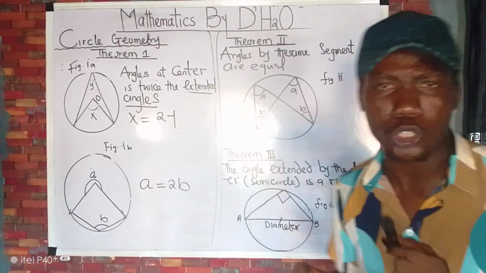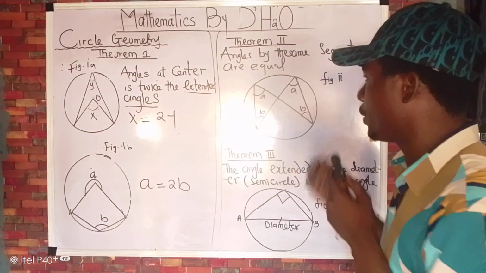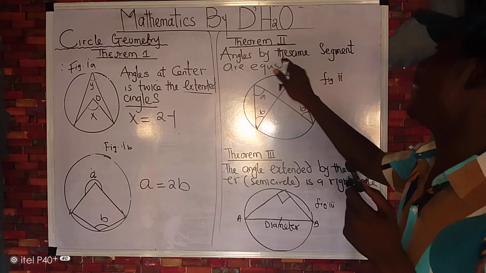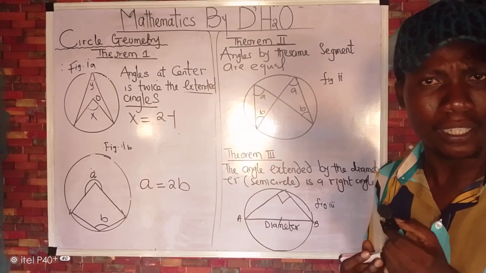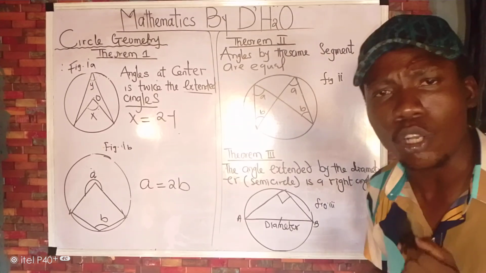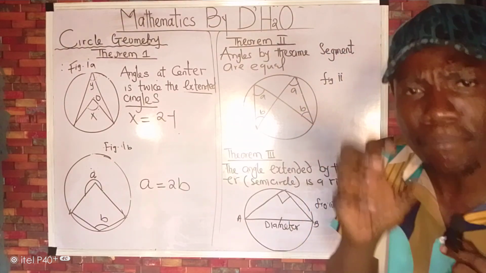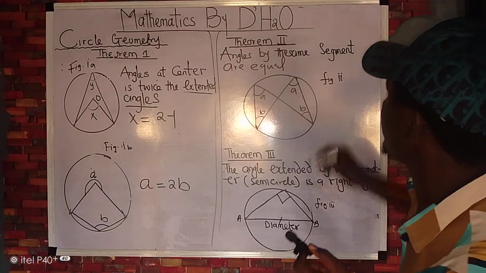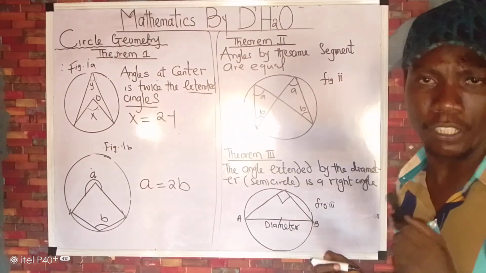Now let's go to Theorem 2 of your circle geometry. Theorem 2 says that angles in the same segment are what? They are equal. Do you know what they call a segment? A segment is the unequal section of a circle.